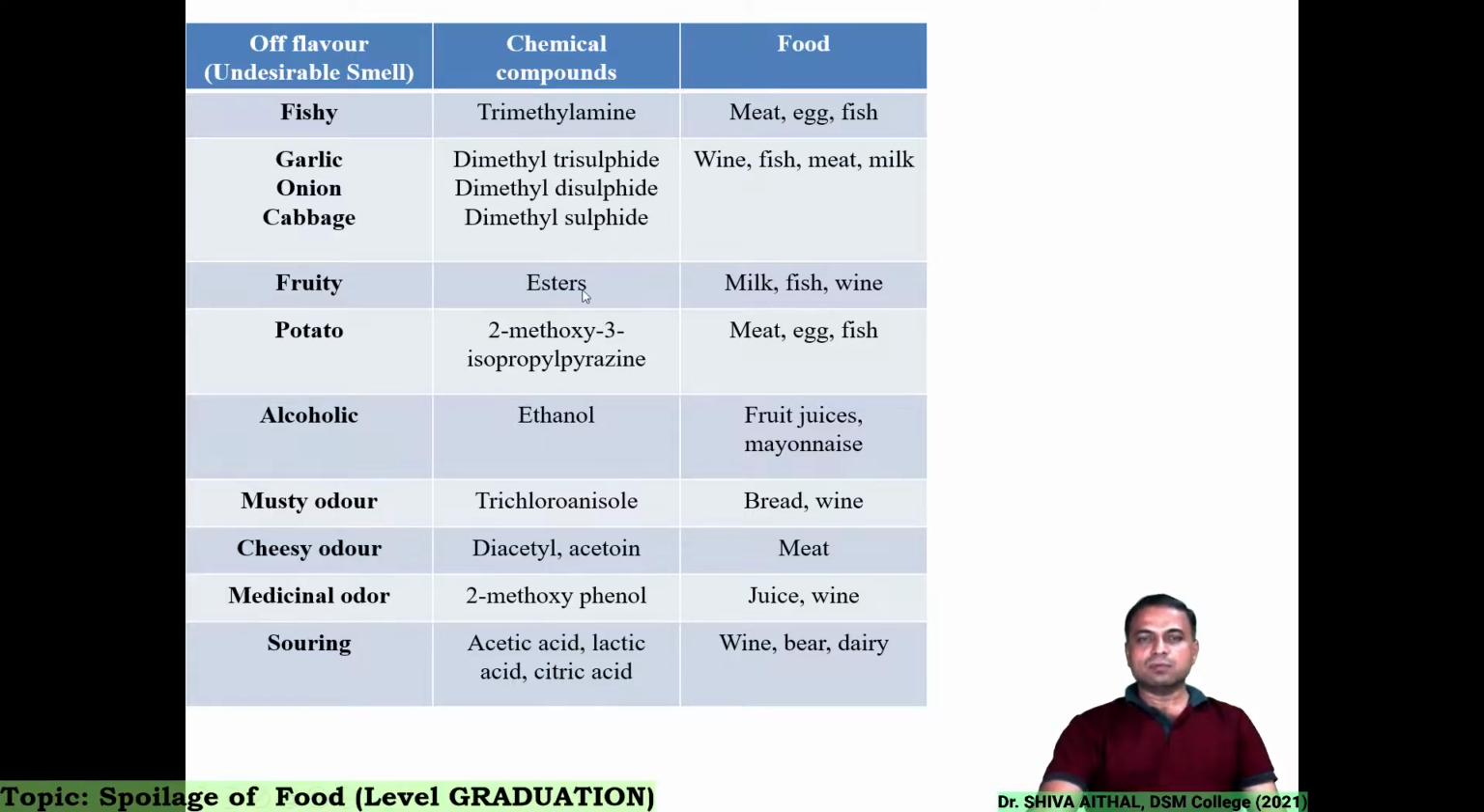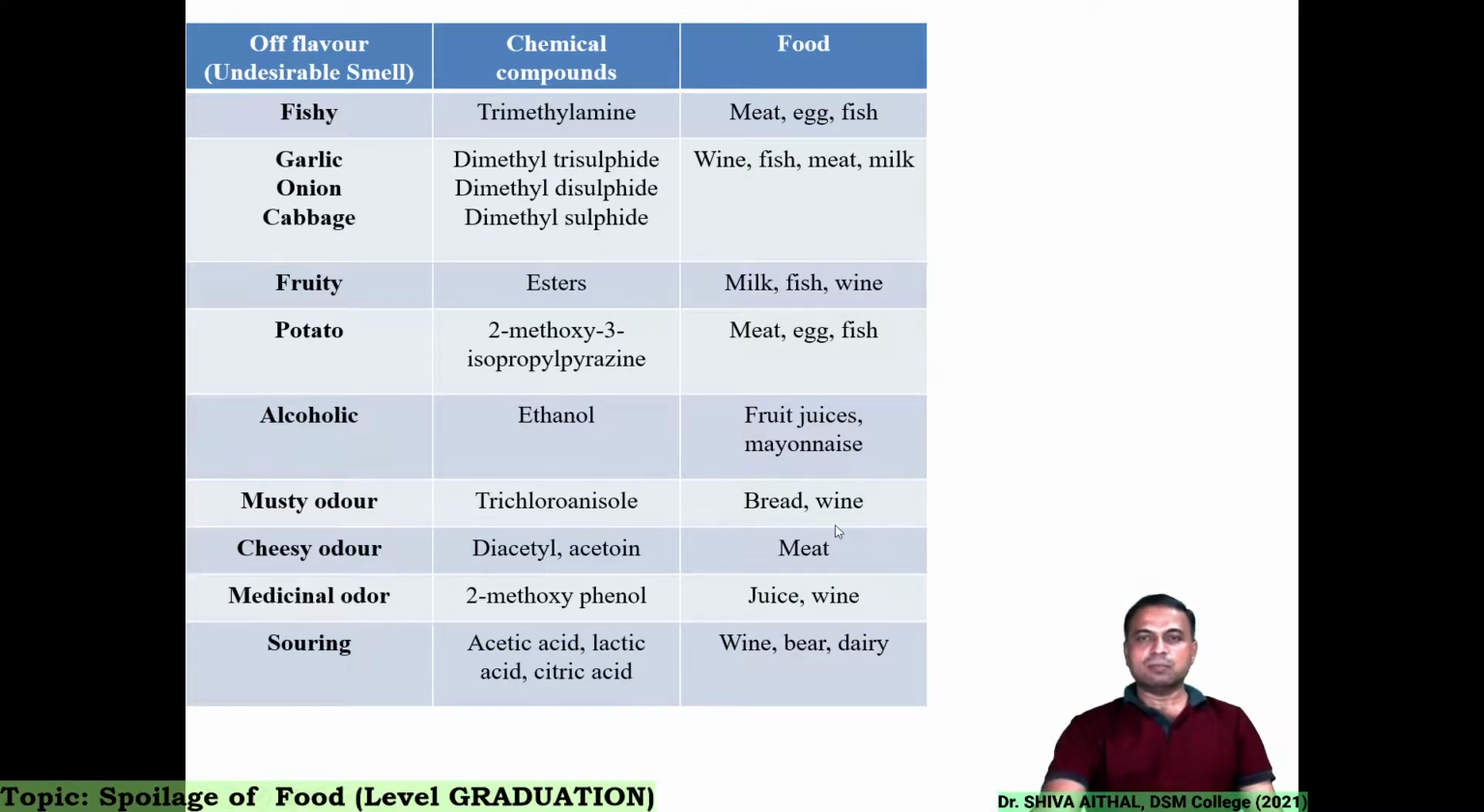Fruity smell, the chemical compounds are esters, and that can be found in milk, fish and wine. The potato like flavor of meat and egg and fish, it is not potato, it is a potato like flavor in the meat or egg and fish, is due to 2-methoxy-3-isopropyl pyrazine, which is again not desirable because it is off flavor. Ethanolic flavor in fruit juices, mayonnaise. If you keep a fruit juice for long time, it gives ethanolic flavor because ethanol fermentation has taken place.